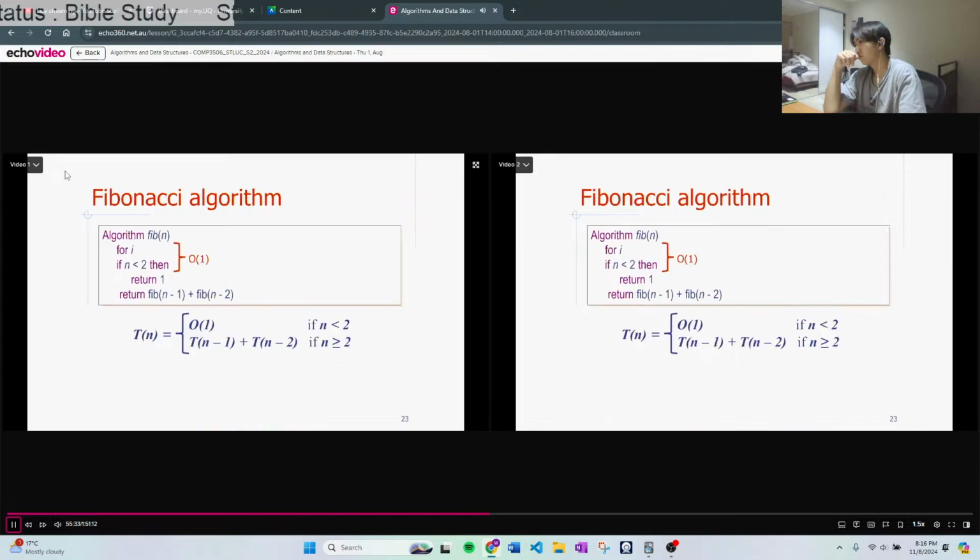And that's all we did here. That's all that's going on. Back to our friend Fibonacci. You can see that this is Fibonacci.